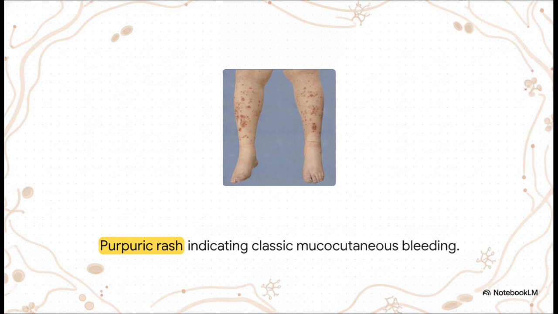Remember, decreased production comes from things like chemotherapy, myelodysplasia, alcohol, B12 or folate deficiency, congenital marrow failure, and infections. Meanwhile, increased destruction includes immune, mechanical, and medication causes, or even splenic sequestration and dilution after a massive transfusion.